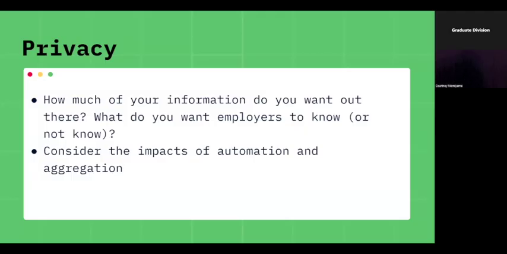Another thing you want to consider is automation and aggregation. With the automation we were talking about, sometimes the information is just incorrect. Do you want that information associated with you, or do you have to make sure that you're monitoring that?